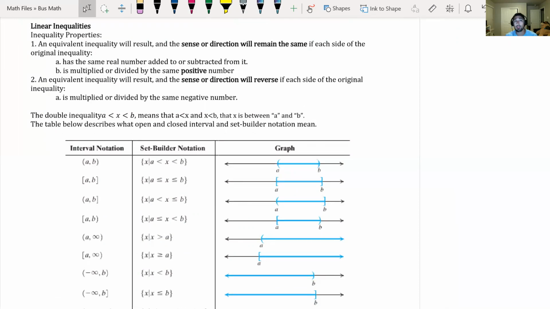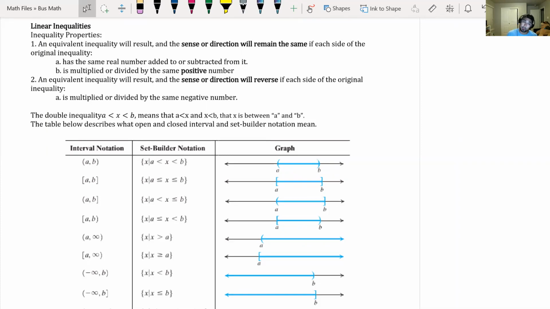Number one, an equivalent inequality will result, and the sense or direction will remain the same if each side of the original inequality has a number added or subtracted to it and is multiplied or divided by a positive number. So if you remember with inequalities, if you divide by a positive number, or if you add or subtract a number, the inequality will stay the same, meaning it doesn't change position.